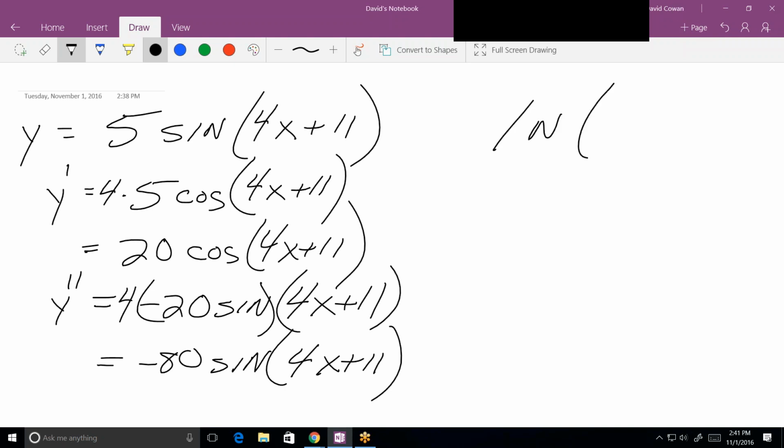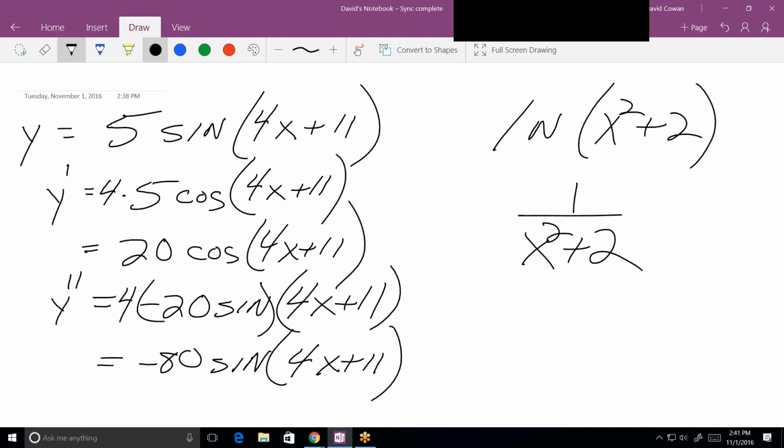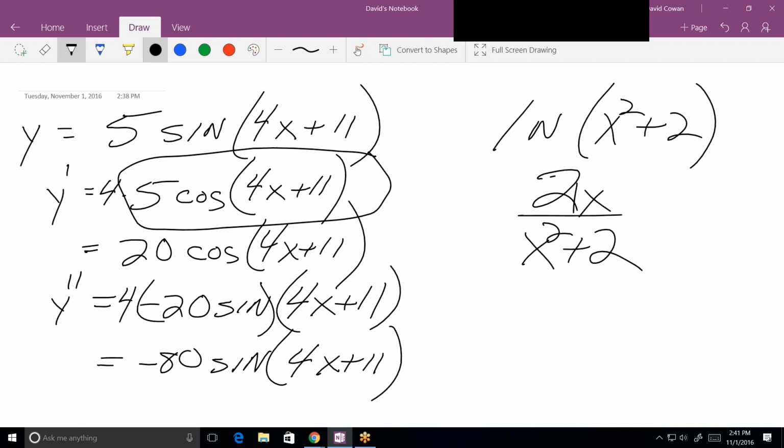That applies if I'm taking the log of x squared plus 2. That's 1 over x squared plus 2. That's the derivative of the outside, times the derivative of the inside, which is 2x. So this is a key principle in the chain rule: you do not take the derivative of the inside as your first step. That's always the second step. You're taking the derivative of the outside only, like this part right here, 5 cosine of 4x plus 11, that's the derivative of the outside. Understood. Okay.